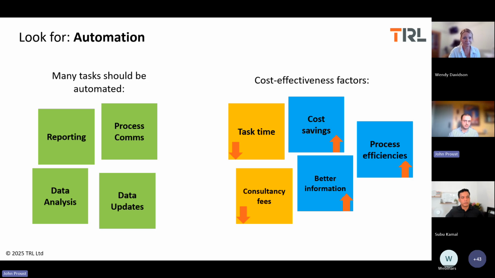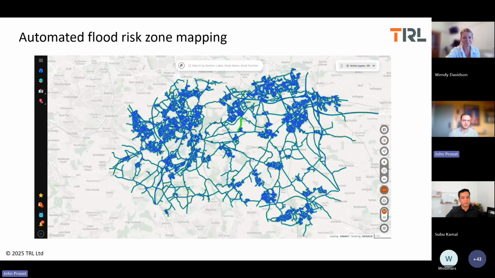Okay, so we're going to go to our first video here. This is about automated flood risk zone mapping. Now this is just an example. I'll talk you through it. But while you're watching this, bear in mind this is just one use case. There are many use cases which would be similar to this. We're just going to show you how you can automate flood risk zone mapping in iROADS and make it a completely automated process.